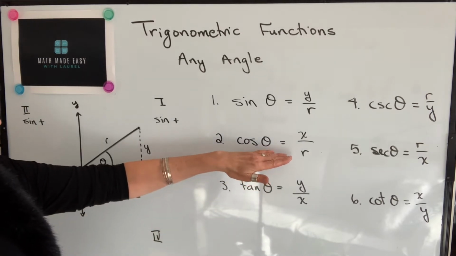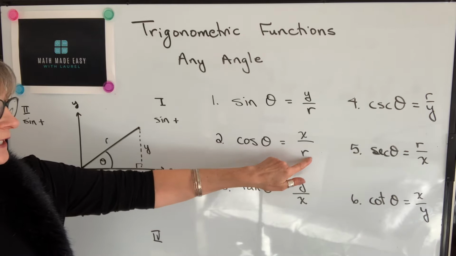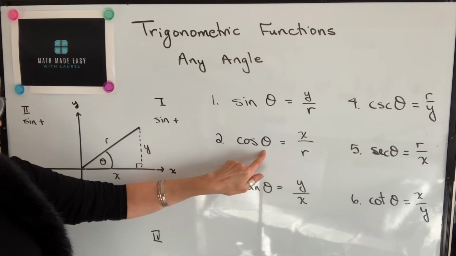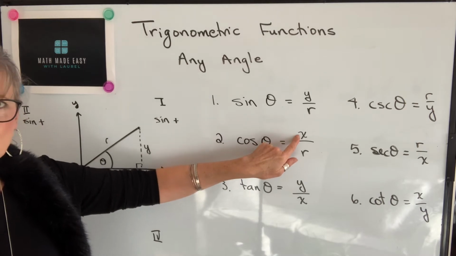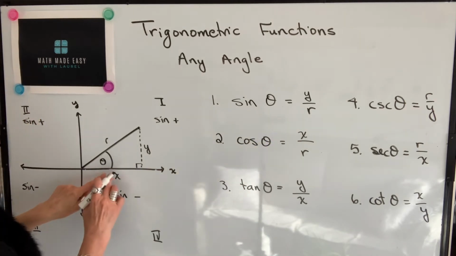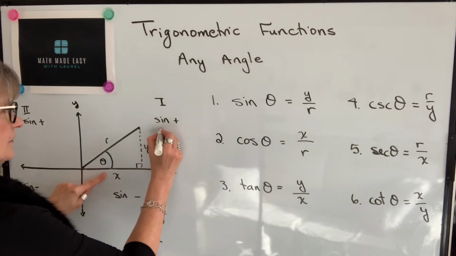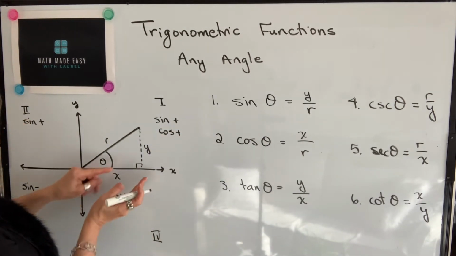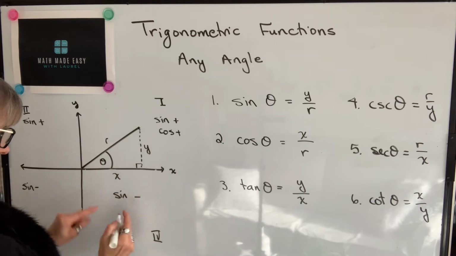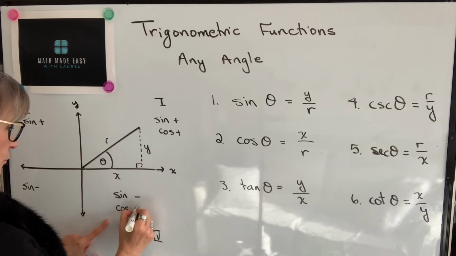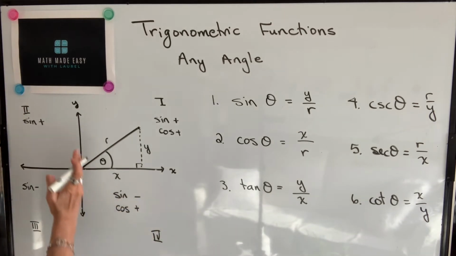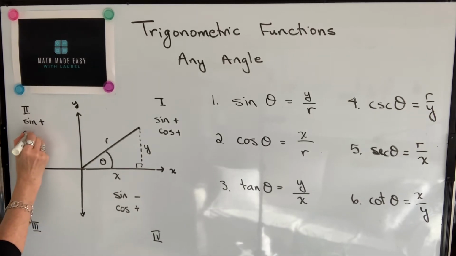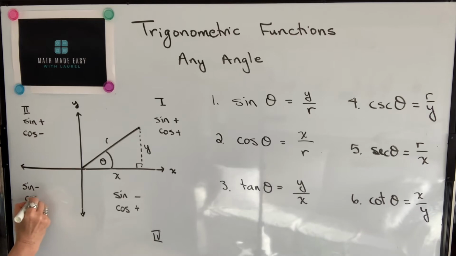When we look at the cosine function, r again is always positive, so cos being negative or positive is going to depend on whether x is positive or negative. In quadrant 1, x is positive, so cos is positive. X is also positive in quadrant 4, so cos is positive in quadrant 4. X is negative in quadrants 2 and 3, so cos is negative in those two quadrants.